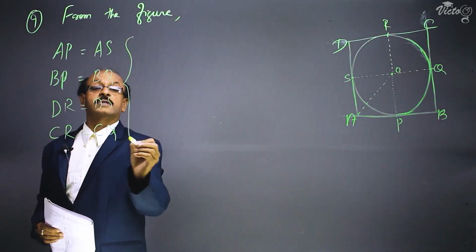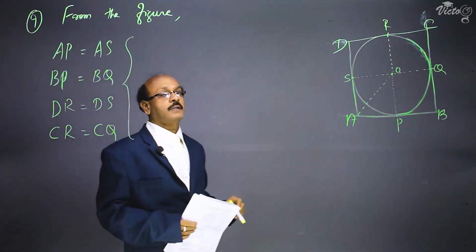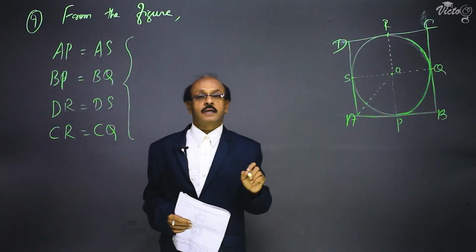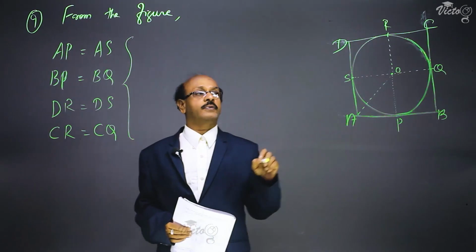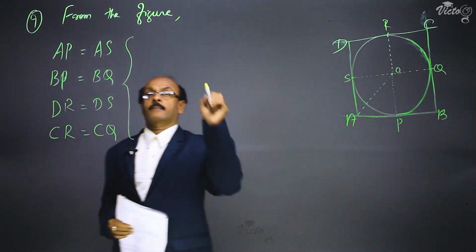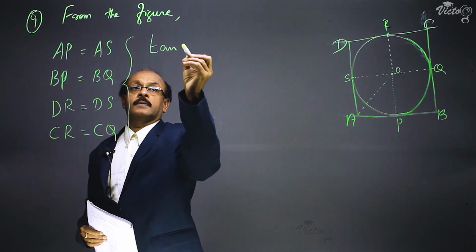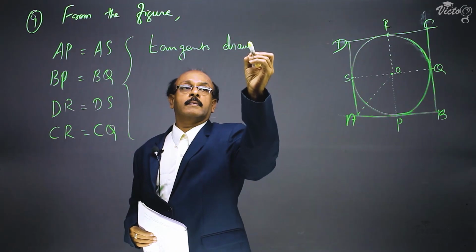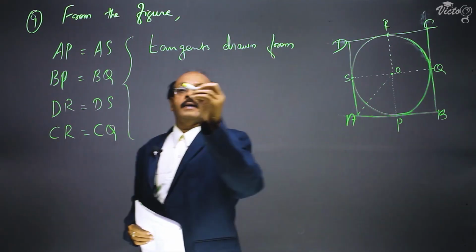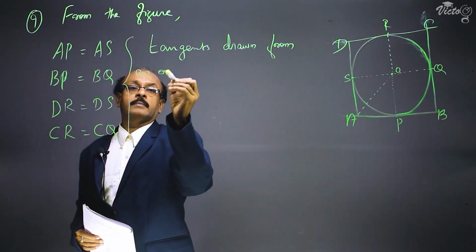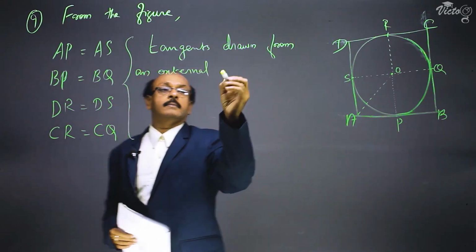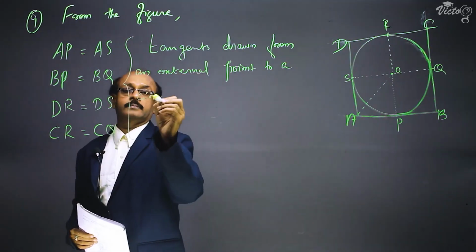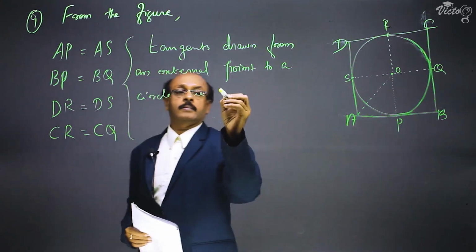For all these four statements, there is only one reason. So we can write a single reason for these four statements: tangents drawn from an external point to a circle are equal.